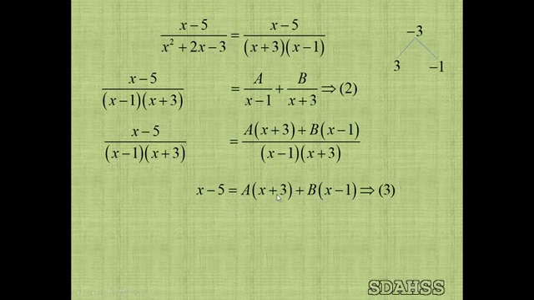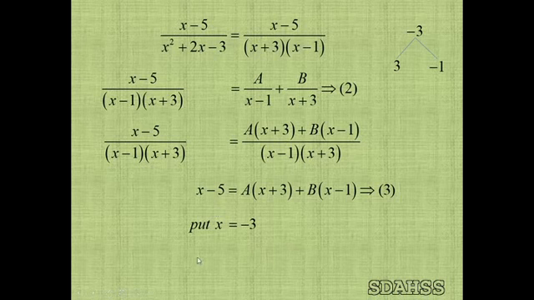Now here the two factors are there, that is x plus 3, x minus 1. So put x plus 3 is equal to 0. So x is equal to minus 3. Substitute x is equal to minus 3 in third equation.